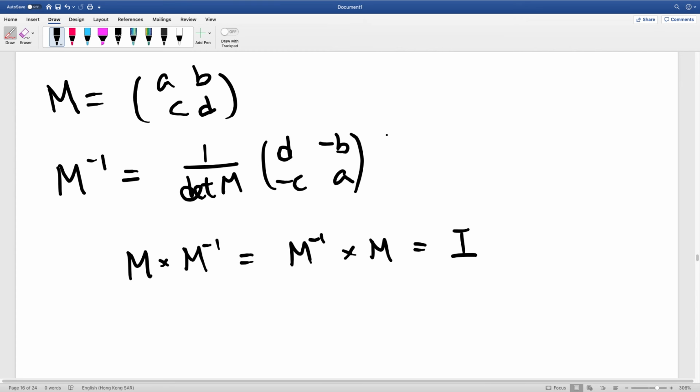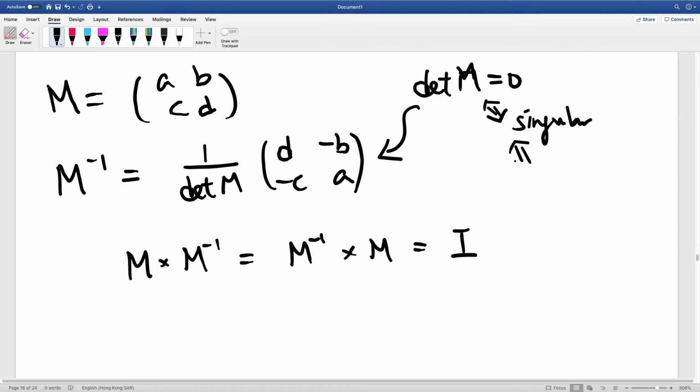Now, the determinant of M is a number. Therefore, you can see here, just from this formula, if the determinant of M is 0, that means it's singular, right? So it can't be inverted. That means the inverse does not exist. Otherwise you will get 1 over 0.